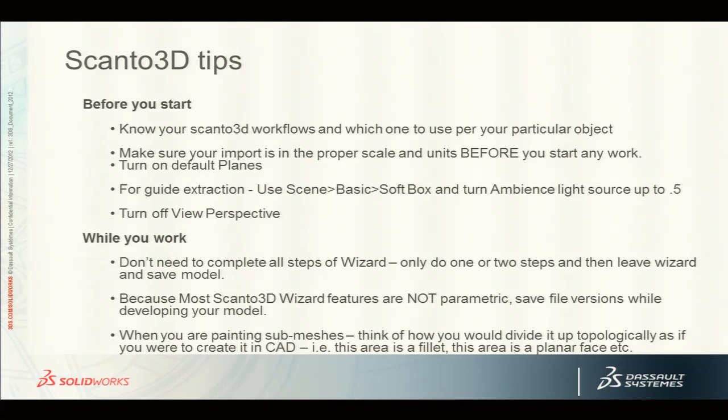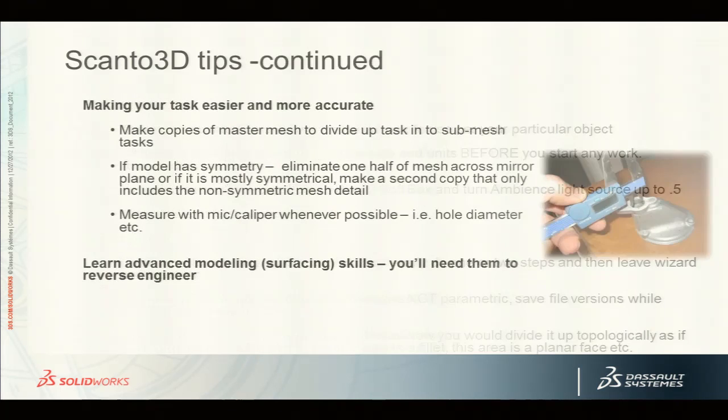Also remember that the Scan to 3D wizard for mesh alignment is not parametric. It means you can't do an undo, so you want to save versions of that. If you want to get back to where your original mesh was, I'd recommend you save the imported mesh or keep that mesh around, because it's not parametric. You know what I mean by that, right? It's not history parametric. It's not a feature that gets populated into your feature manager. So again, I talked about when you're painting your meshes, think about your parametric model.